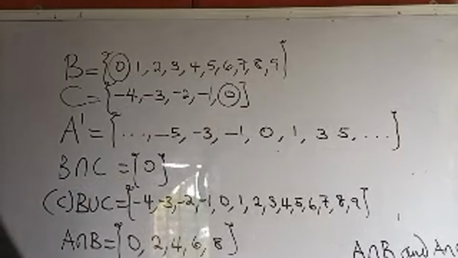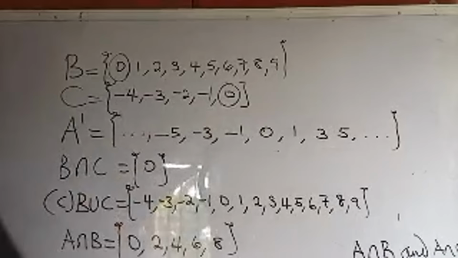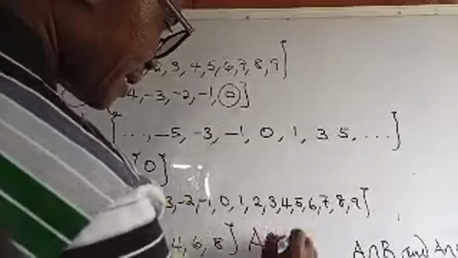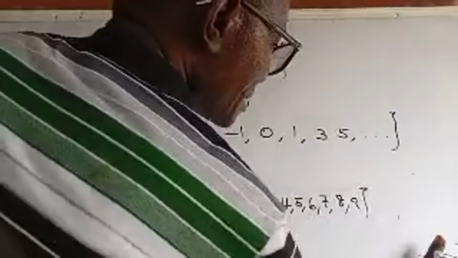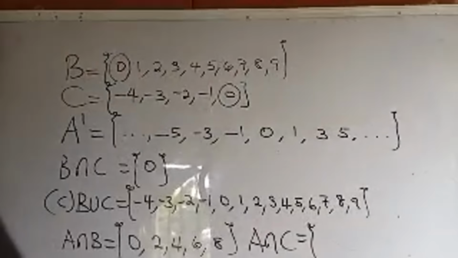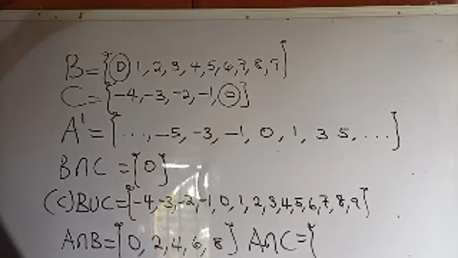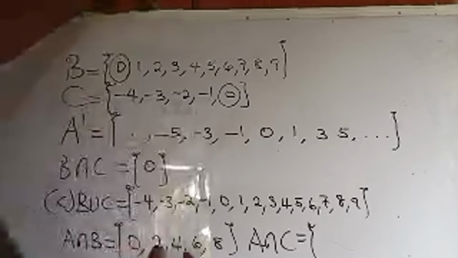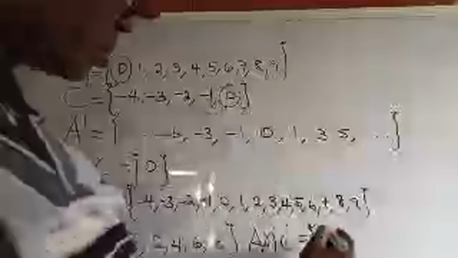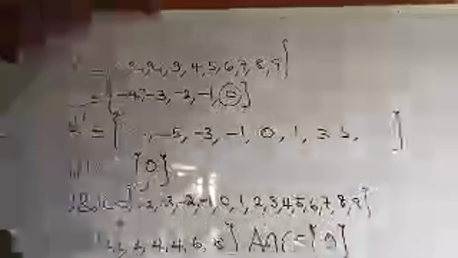Now A intersection C also. Let us write that one here. A intersection C: elements that are common to A and C. Remember, elements in A are even numbers. Now intersection C is only 0. It's only 0.